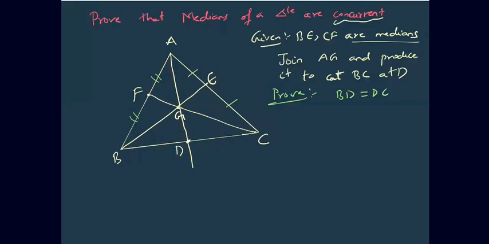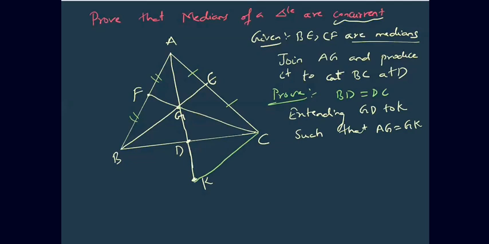Now what I'm doing is I'm further extending GD to a point K such that AG is equal to GK. So I am extending GD to K such that AG is equal to GK. And now I'm joining KC and I'm joining BK. So what I have done, I have extended GD to K such that AG is equal to GK, and I have joined BK and CK.